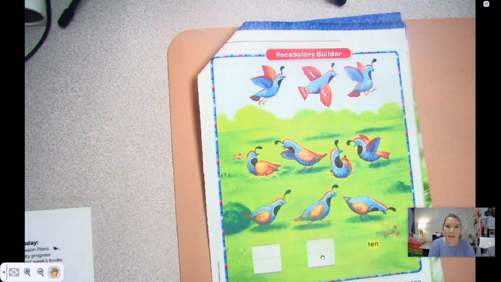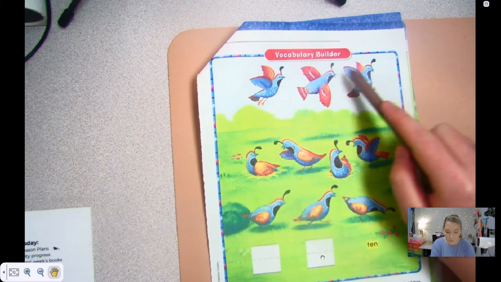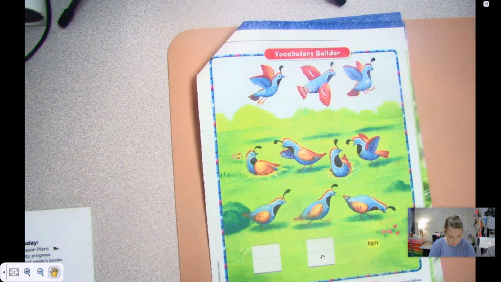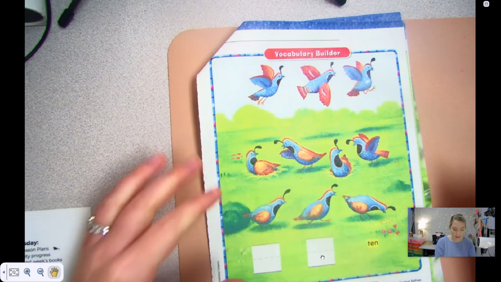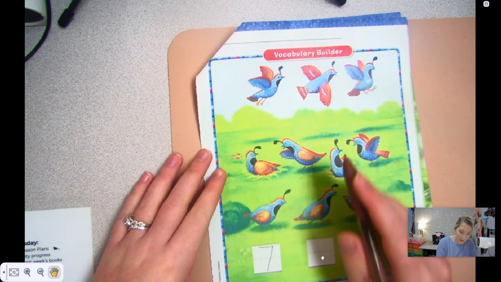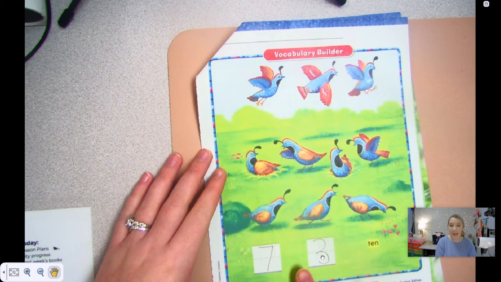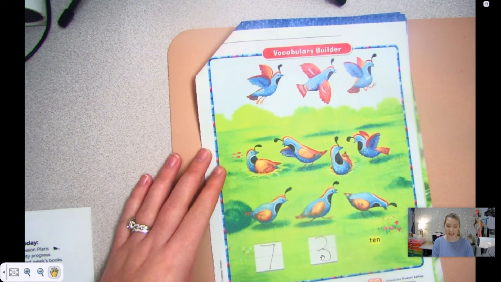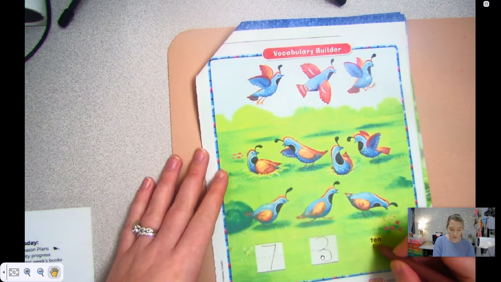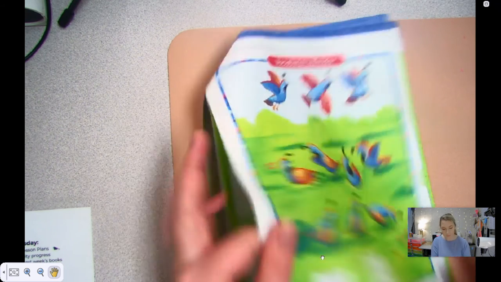And how many birds are flying? Let's count. 1, 2, 3. There are 3 birds flying. Write these numbers to show a pair that makes 10. So we had 7 on the ground, and we had 3 flying. So 7 and 3 make 10. And that's our number 10 right here, T-E-N, 10.